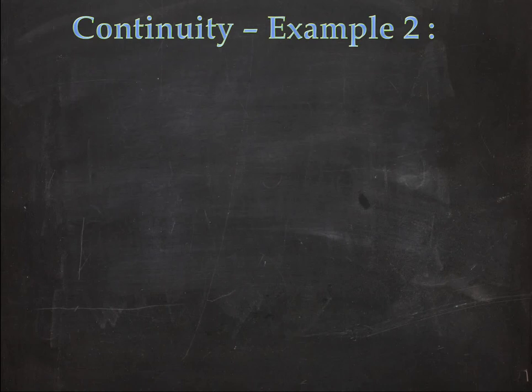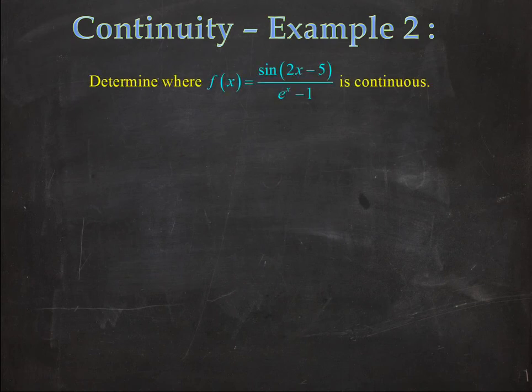Hi, welcome to another video short, and today we're going to be talking about continuity, or more specifically we're going to determine where the function f of x equals sine of 2x minus 5 divided by e to the x minus 1 is continuous.